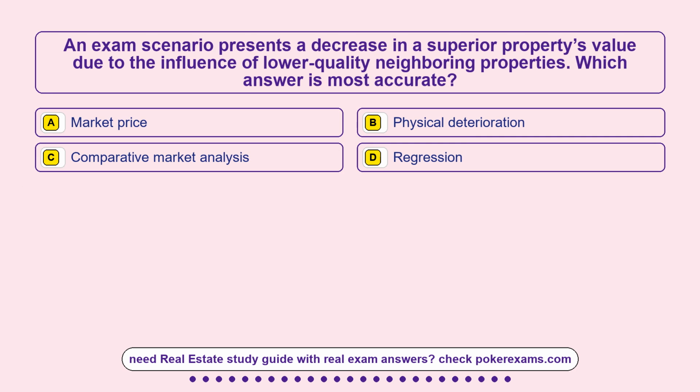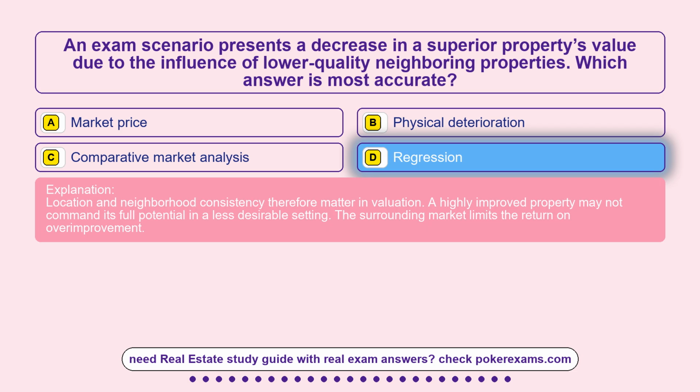Question 25. An exam scenario presents a decrease in a superior property's value due to the influence of lower-quality neighboring properties. Which answer is most accurate? Option A, market price. Option B, physical deterioration. Option C, comparative market analysis. Option D, regression. The correct answer is option D, regression.